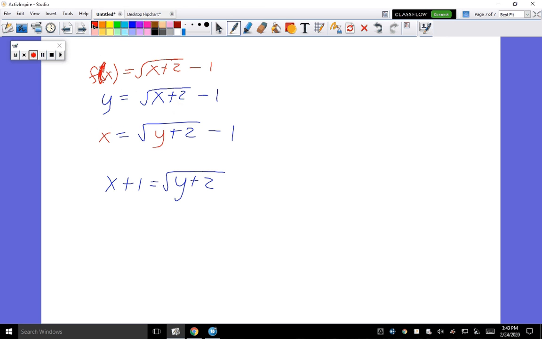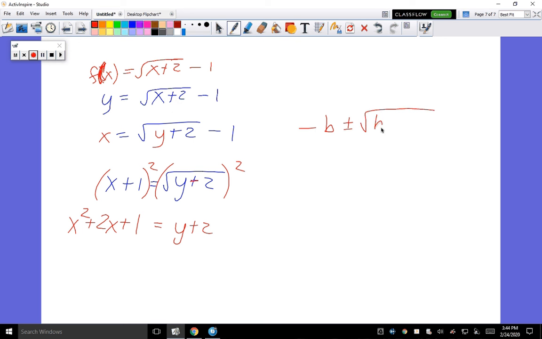Square both sides. So I'm left with y plus 2. Uh-oh, here we go. (x plus 1) squared, that's x squared plus 2x plus 1, because you're multiplying, right? Now listen, there was a good mistake that I just heard was made. It's not a plus and minus when you square it. It's only the plus when you square it. But when you square root, then it's the plus and minus. And I think a good way to remember that is whenever you learn the quadratic formula, the square root has the plus and minus.